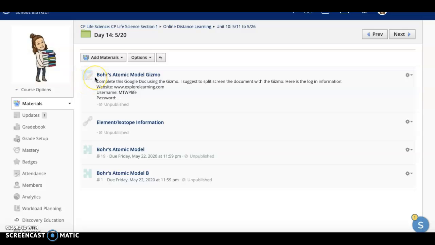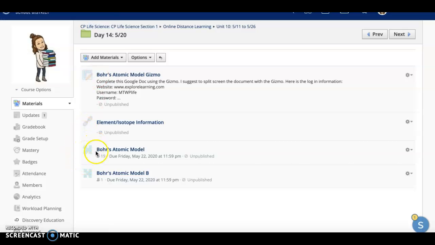This Google Doc right here has some guiding questions to go through the gizmo. You guys have done gizmos before. Here's the website. Here's the username and password. Again, you do not have to turn it in. This right here is a link to a video to give you some more information about elements and isotopes. There might be some questions down here that you will need from the gizmo and the video, so make sure that you watch this too. It just kind of capitalizes on everything that you learned up here.